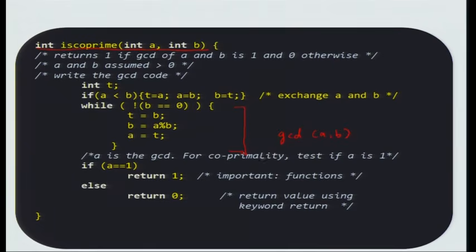If a and b are co-prime, then a will be 1. If a is any number greater than 1, then they are not co-prime. So if a is equal to 1, you return 1, and for returning you use the keyword return. So you return the value 1, otherwise you return the value 0. So this is how you write the function isCoPrime.